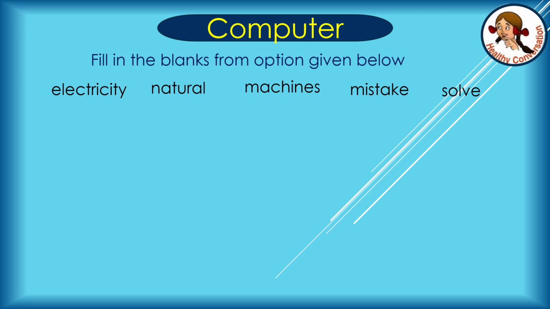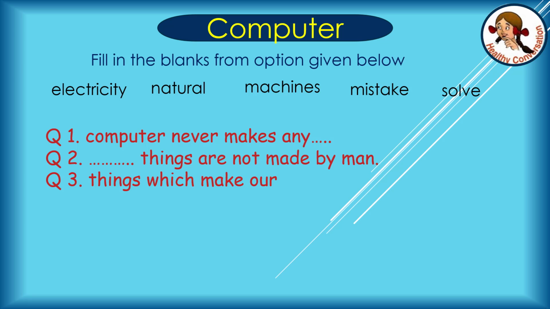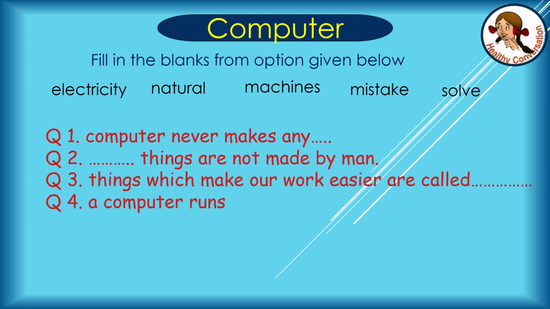Fill in the blanks from option given below. Electricity, natural, machines, mistake, and solve. Question number 1. Computer never makes any dash. Question number 2. Dash things are not made by man. Question number 3. Things which make our work easier are called dash. Question number 4. A computer runs on dash. Question number 5. We can dash sums on computer.